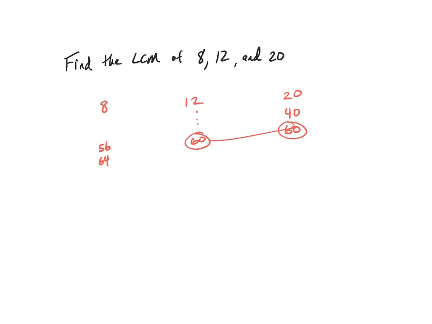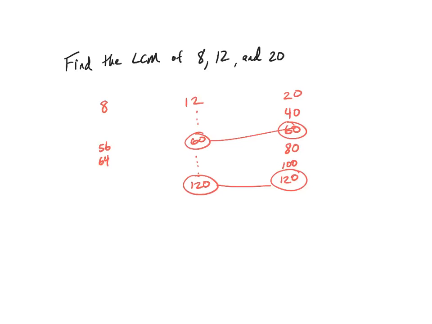So in this case, I'm going to have to keep going. 80. Now 80 is going to be on my 8's list, but 80 is not a multiple of 12. 100, 120. I recognize another one that now is a multiple of 12. So I know somewhere down the line here, 120 is on this list. The question is, is it on the 8's list?